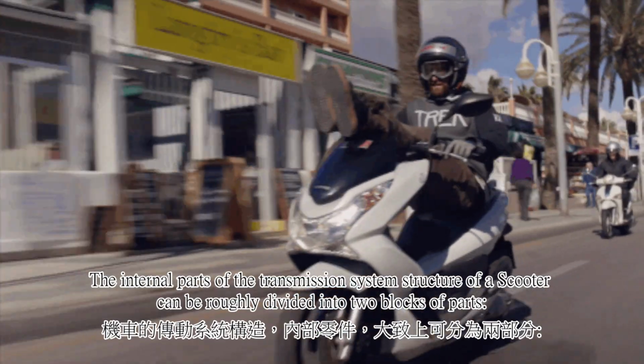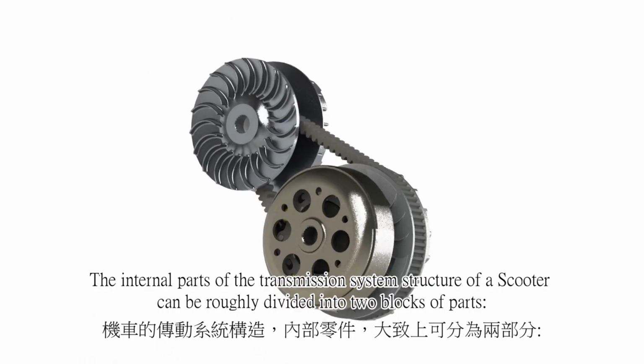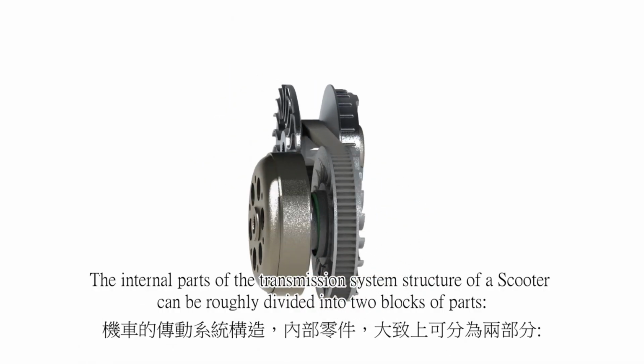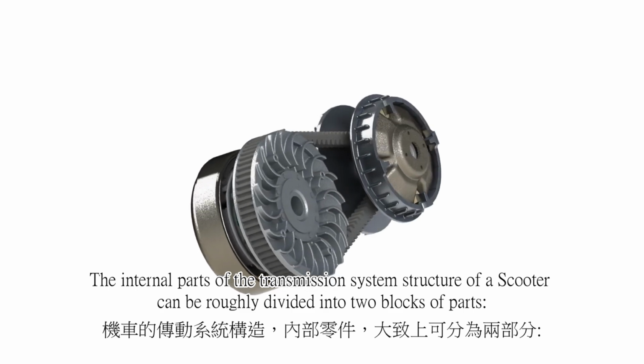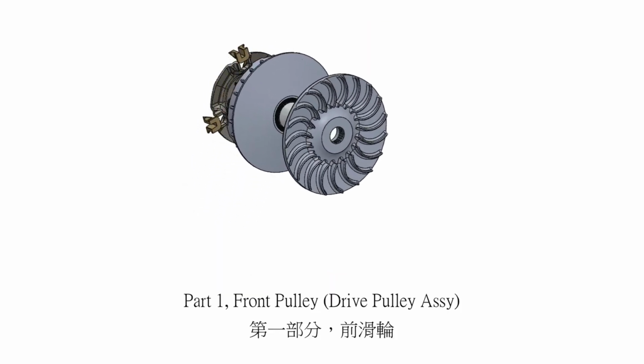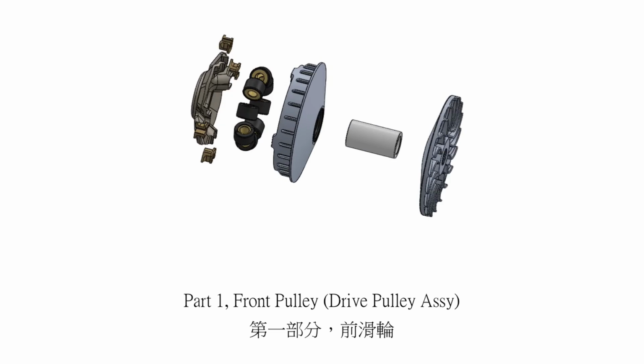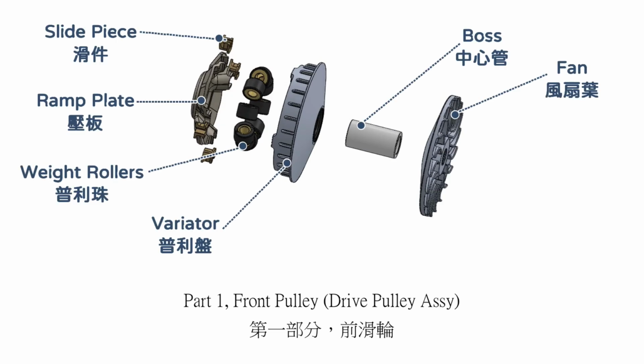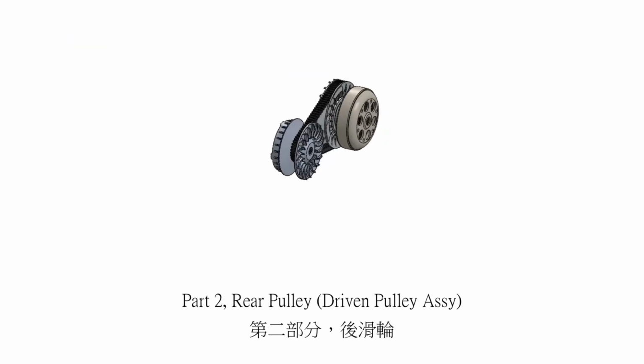The internal parts of the transmission system structure of a scooter can be roughly divided into 2 blocks of parts. Part 1. Front pulley. Part 2. Rear pulley.